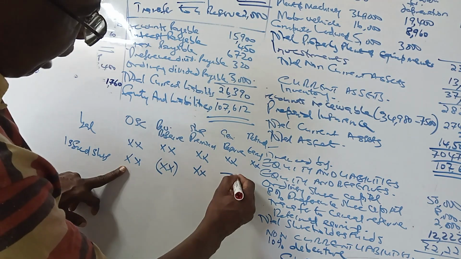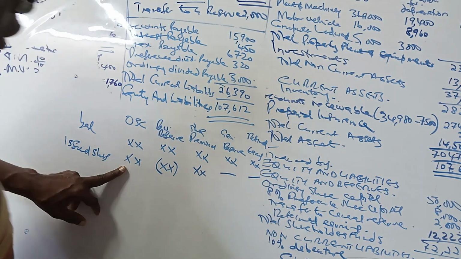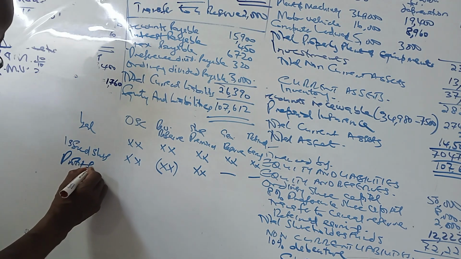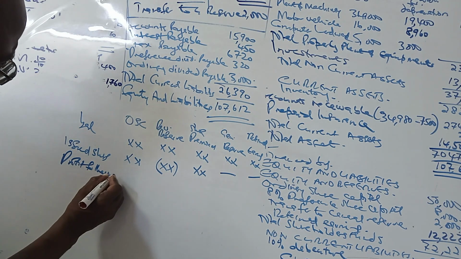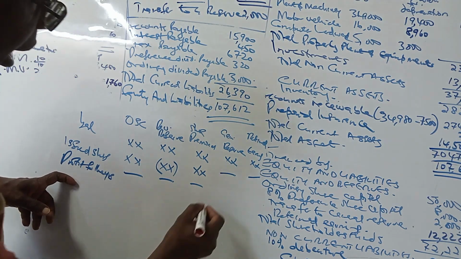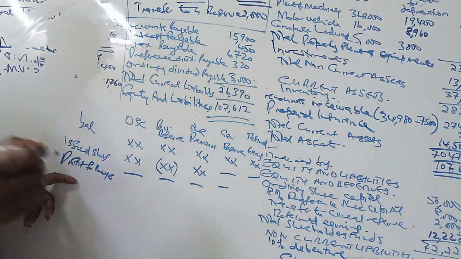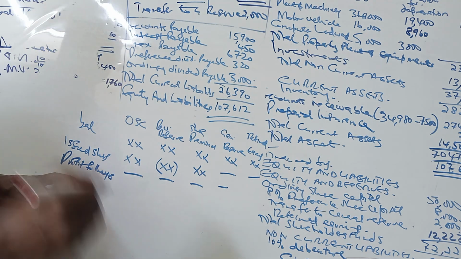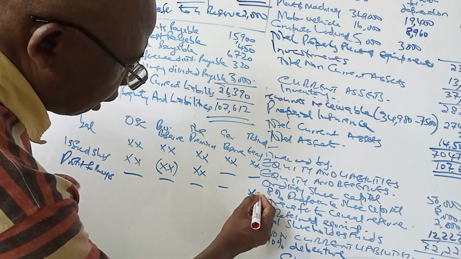Then that has nothing to do with the issue of shares. So we say profit for the year. How do you get a profit for the year? You get it by taking the profit made in the course of the year minus preference dividend. Minus preference dividend, you get the profit here.